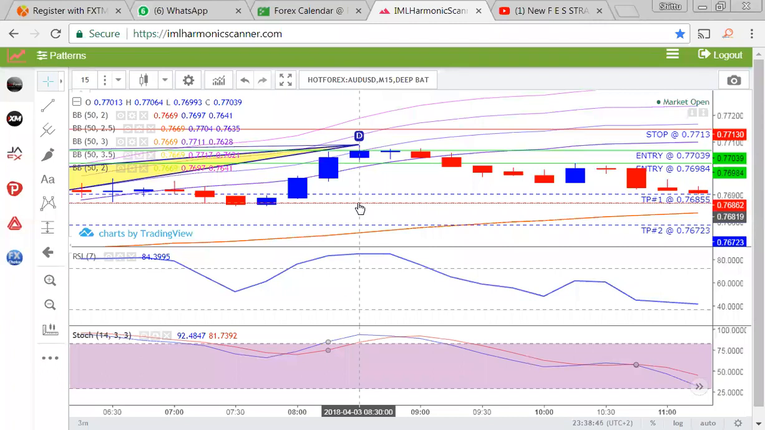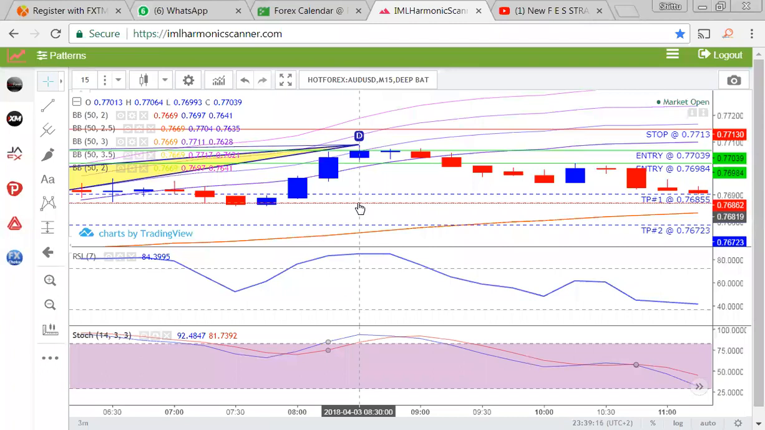I also said it that for your stochastic, the D candle has to be above 80 or touching line 80 for a sell. And in this case, this guy is not just above line 80, it's on line 92.4847, and also on 81.7392. This guy is a perfect condition for a sell.